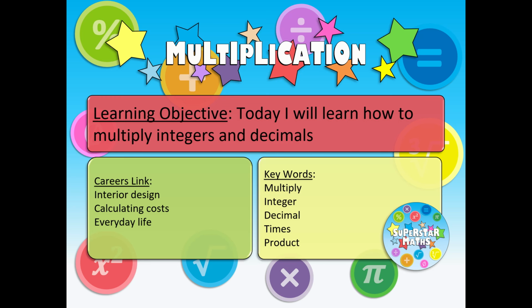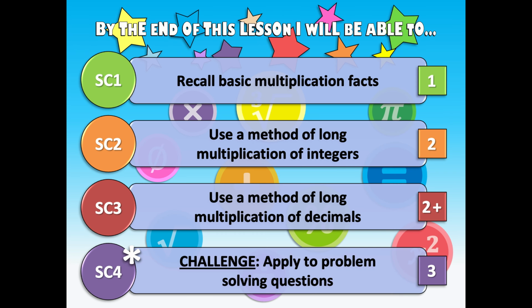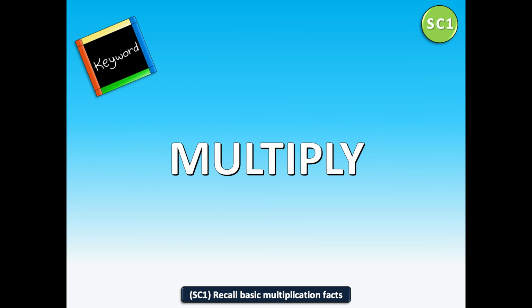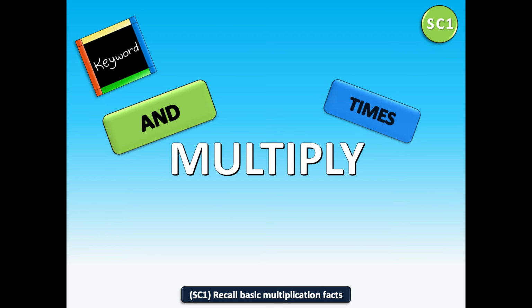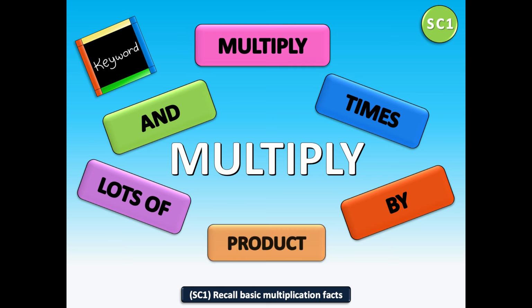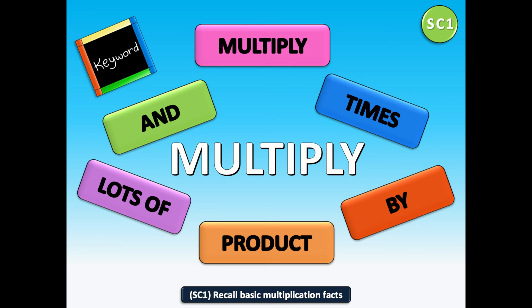Hi guys, welcome back. Today we are going to learn how to multiply integers and decimals. We've got 4 success criteria, and the first one is to recall basic multiplication facts. So there are many other words for the word multiply. We can have and, times, by, product, lots of.